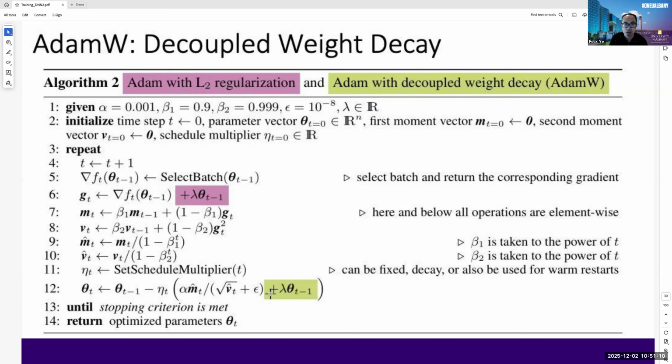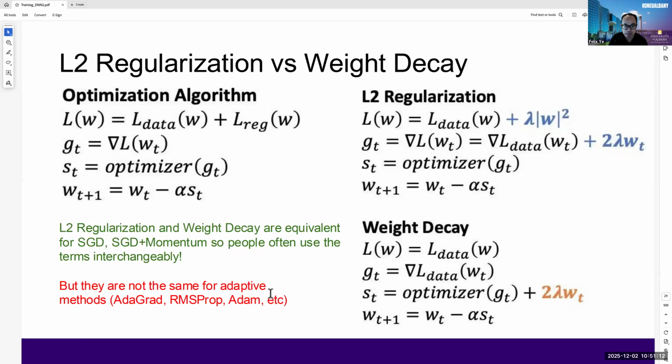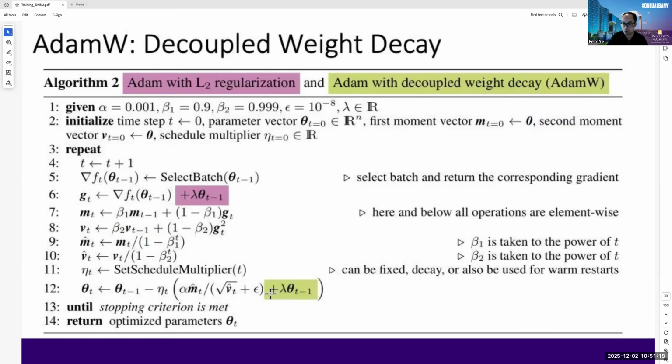As I said, for SGD with momentum, they are the same. But for these kinds of adaptive methods, it will be different. So we have to do it a little bit carefully. AdamW is another popular one. The whole idea is just that we are adding regularization in the right way.